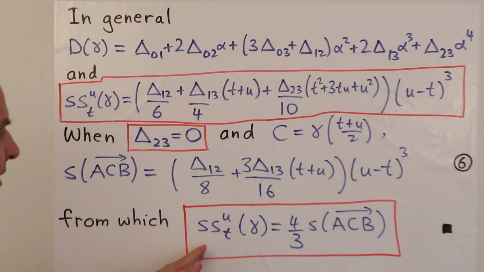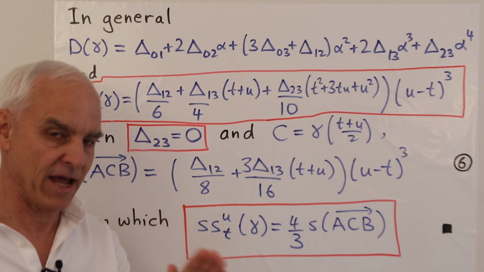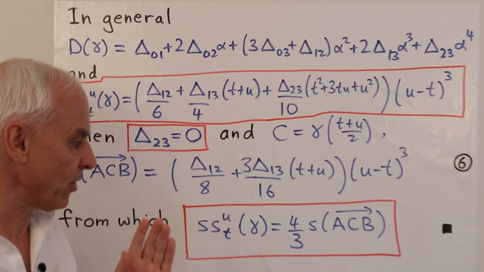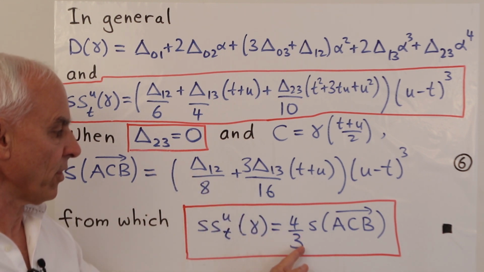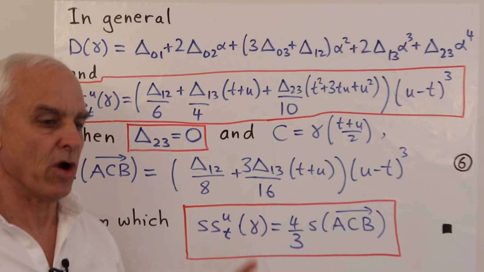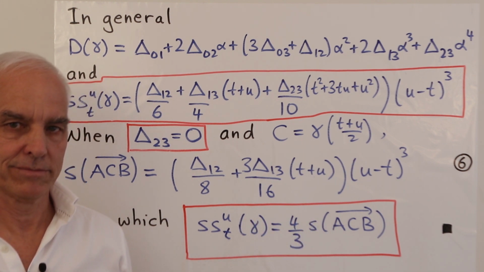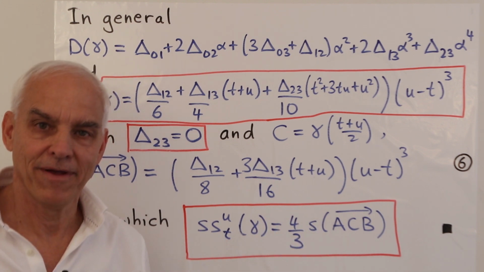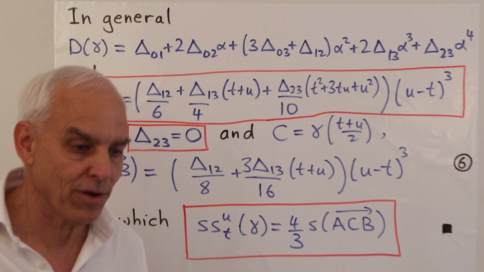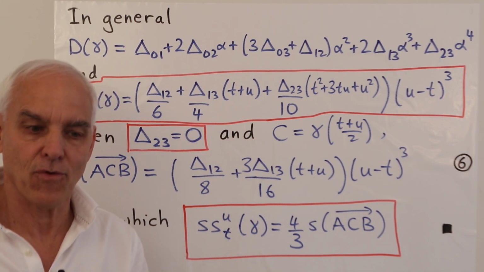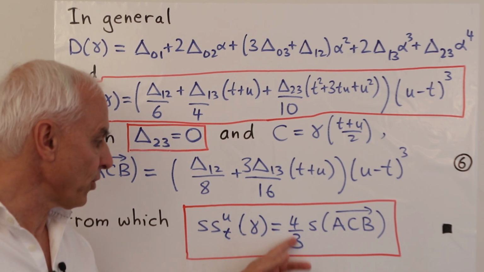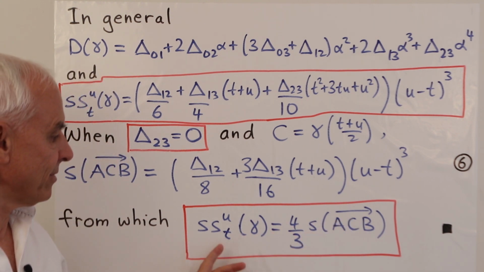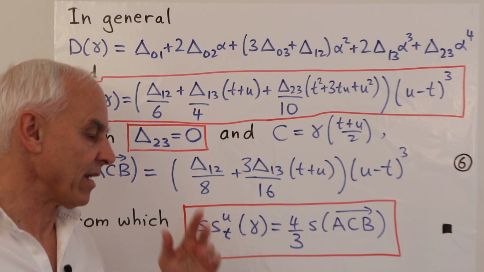So that's a proof that given this crucial condition that delta 2,3 equals 0, so we have to have this Archimedean property around, otherwise this is not going to work. But if we do have that, then the signed slice area is exactly 4/3 the signed area of this inscribed triangle. That's exactly the same form as the classical formula of Archimedes for the slice area of a parabola. Same 4/3, same kind of triangle, same slice area. It's exactly the same.